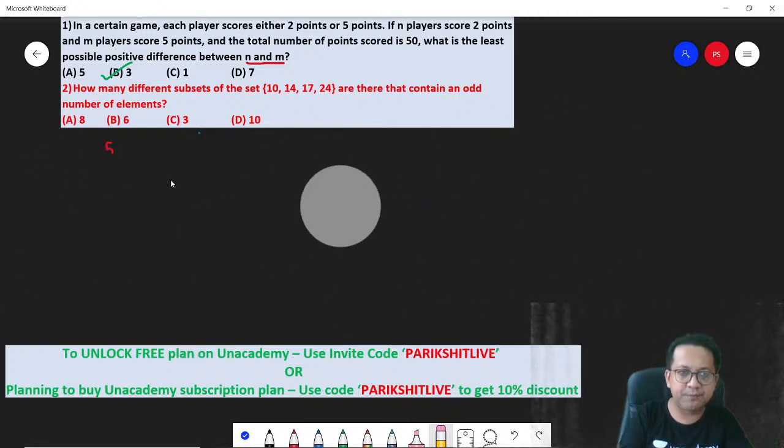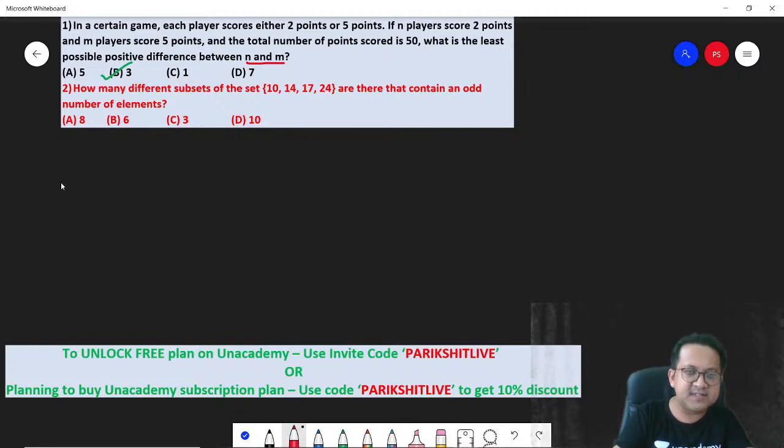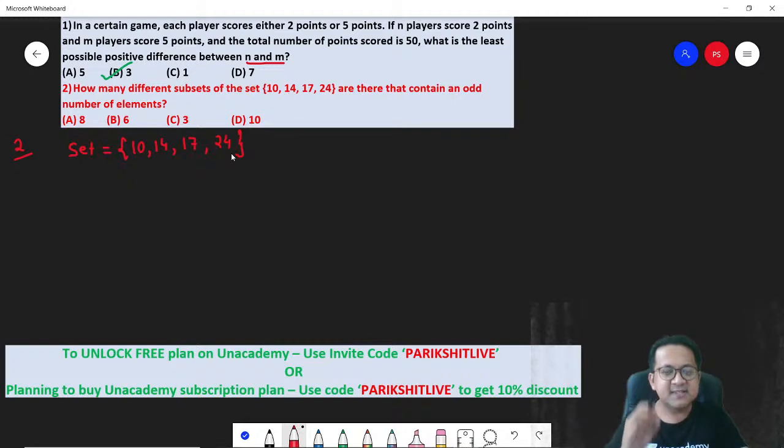Number 2. How many different subsets of the set 10, 14, 17, 24 are there that contain an odd number of elements? Okay. So what is the set? The set is 10, 14, 17 and 24. They are saying you need to form subsets such that they contain an odd number of elements. Think about it.